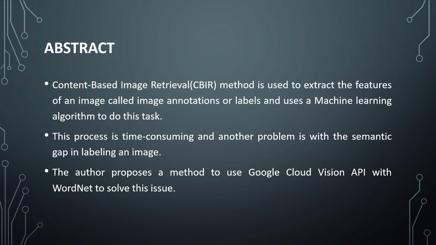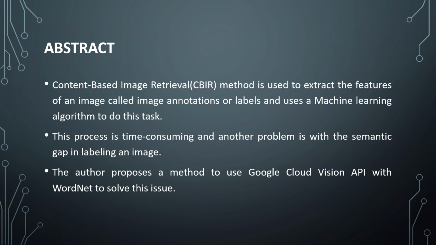Abstract. Content-based image retrieval method analyzes the content of an image and extracts the features to describe images, also called image annotations. So to get this, machine learning algorithms are normally used, but there are two problems with this. It is time consuming, and there is one more issue: the semantic gap between the images in image labeling.